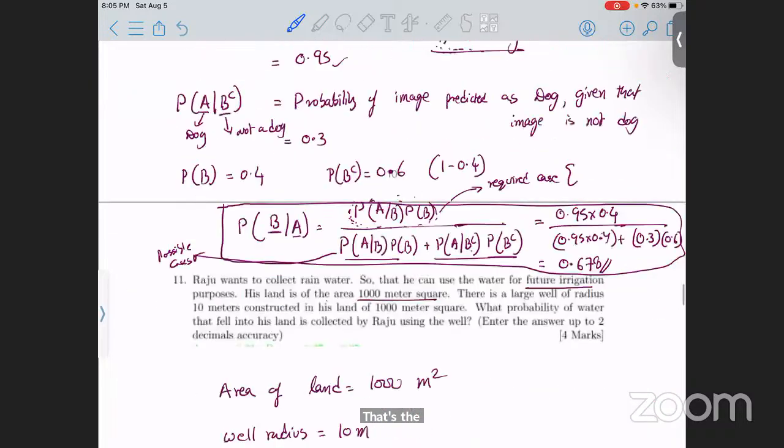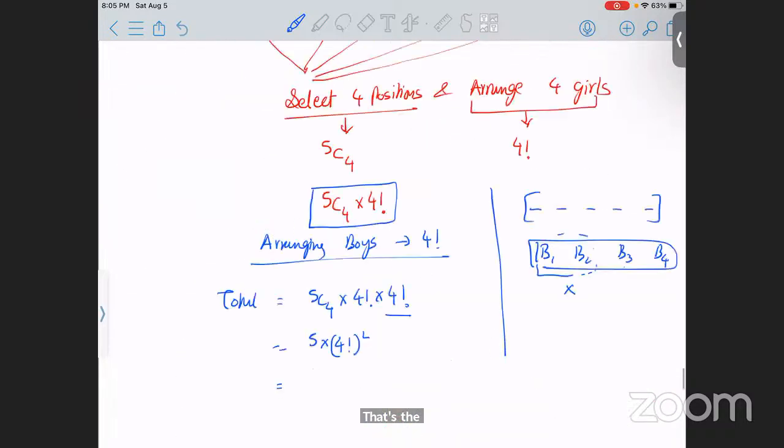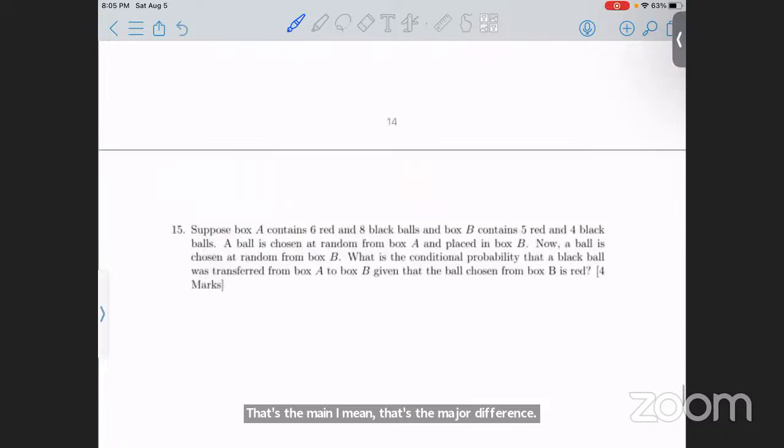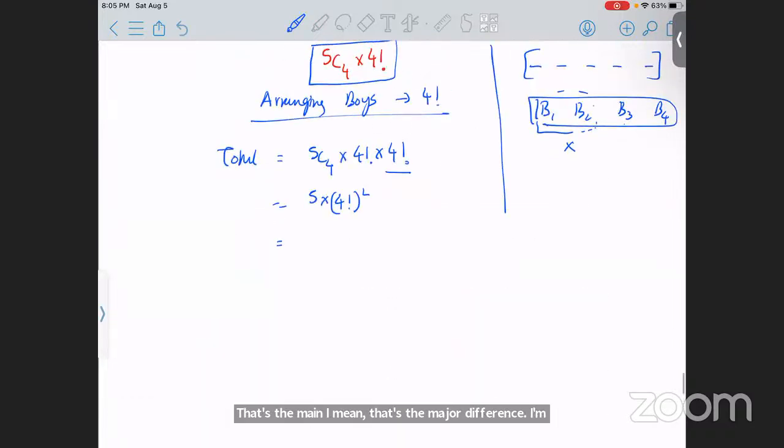And coming to this question, 5 into 4 factorial whole square. 5 into 4 into 3 into 2 whole square. 5 into 24 whole square.